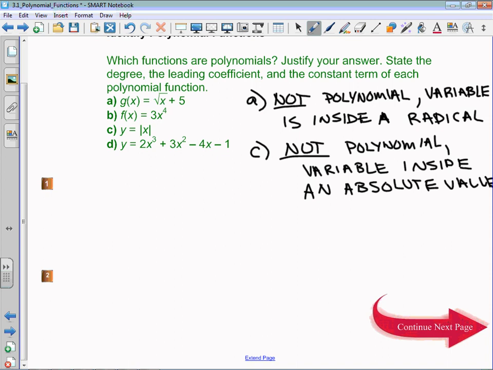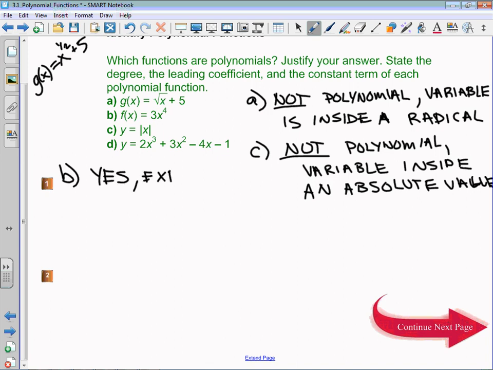I think it's pretty easy to recognize that looking at it. You can even look at the exponent on the variable. I just would like to write another way of writing g of x here. For A, we could write it as x to the power of 1/2 plus 5. And that's a great way to see that the exponent on the variable is not a whole number, right? 1/2 is a rational number. All right, so it does mean, I hope logically, that B and D are polynomials. So for B, I'm just going to put maybe yes, I suppose.